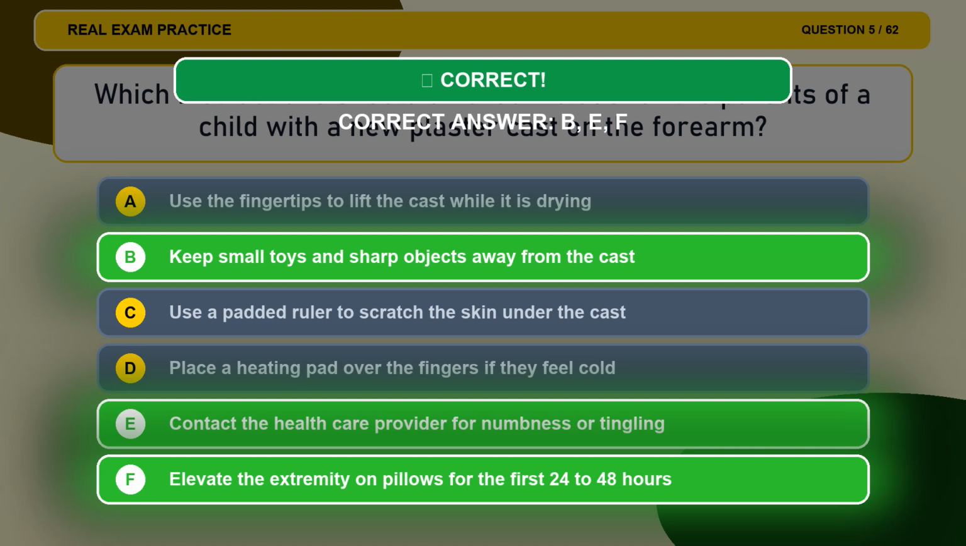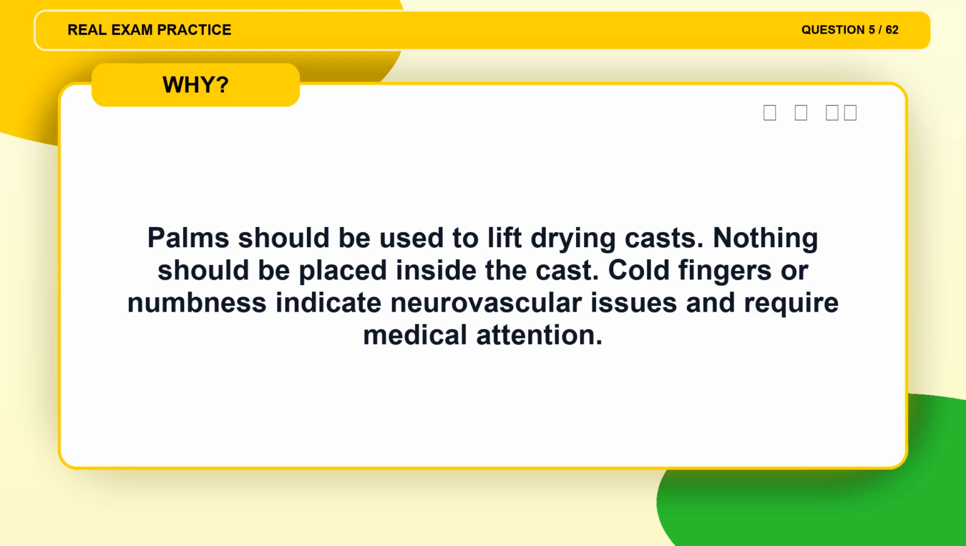The correct answers are options B and E and F. Keep small toys and sharp objects away from the cast. Contact the healthcare provider for numbness or tingling. Elevate the extremity on pillows for the first 24 to 48 hours. Palms should be used to lift drying casts. Nothing should be placed inside the cast. Cold fingers or numbness indicate neurovascular issues and require medical attention.